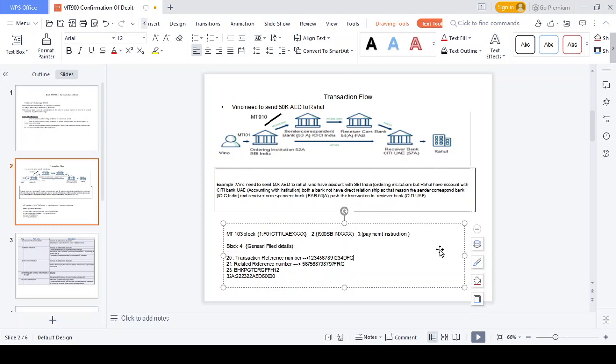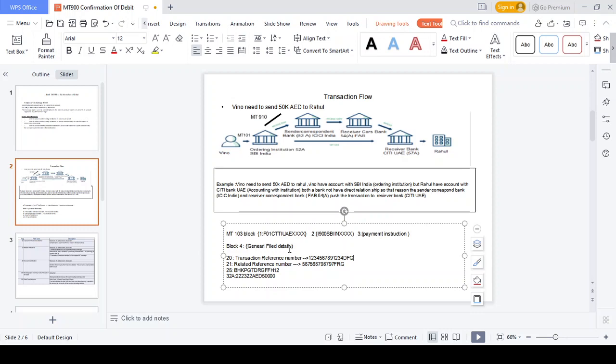In this flow, what do you get in the first block? In the first block, you can see the receiver bank BIC code. How it flows through the SWIFT network comes in the next block, I900, which is called the confirmation of debit, and SBI India. The third block is the payment instruction. The fourth block is the general field details.